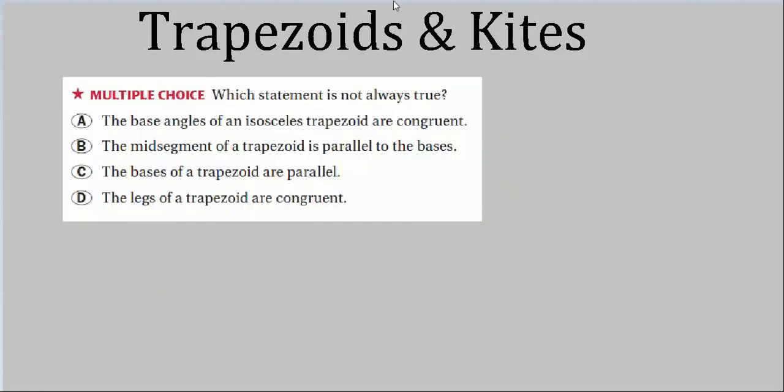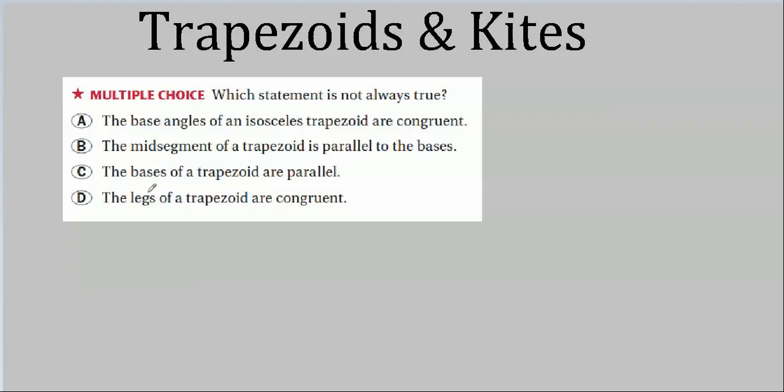Now let's see here. Which one of these is not always true? The base angles of an isosceles triangle are congruent. That's true, always, as long as it's isosceles. The midsegment of a trapezoid, it doesn't matter what kind of trapezoid it is, is parallel to the bases. That's always true. The bases of a trapezoid are parallel.